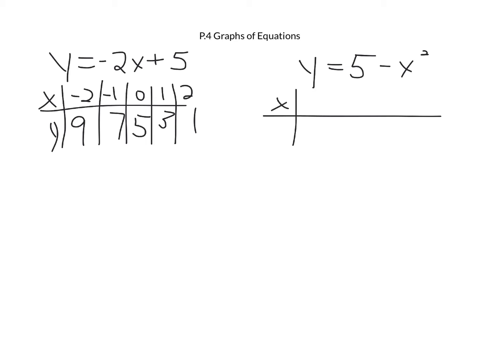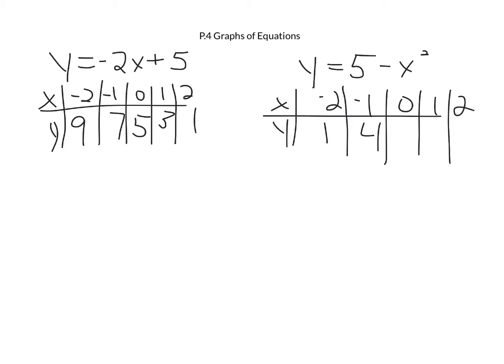Let's do x, y here. -2, -1, 0, 1, 2. So we're going to get 1, 4. Put in 0, you're going to get 5. Put in 1, you're going to get 4. And then put in 2, you get 1.